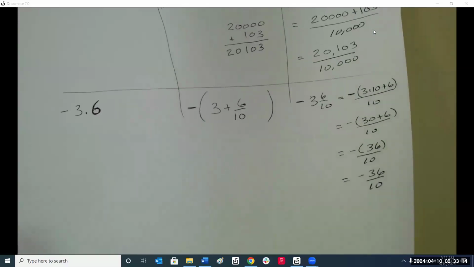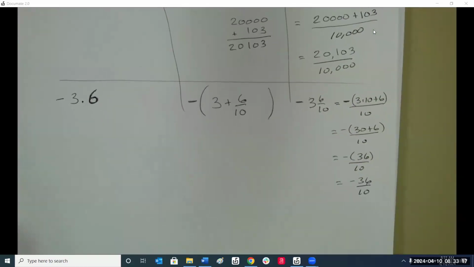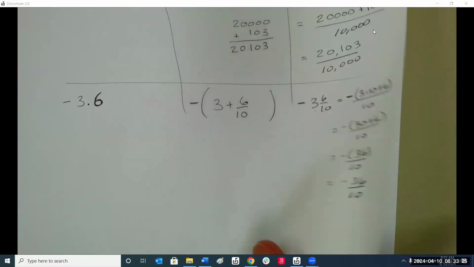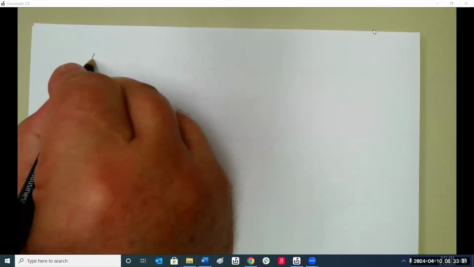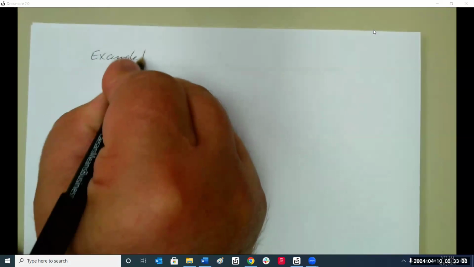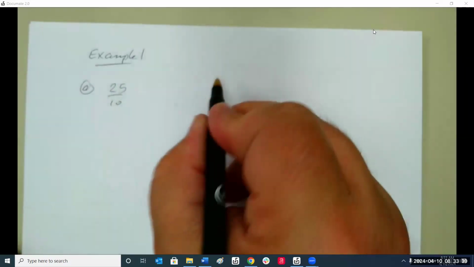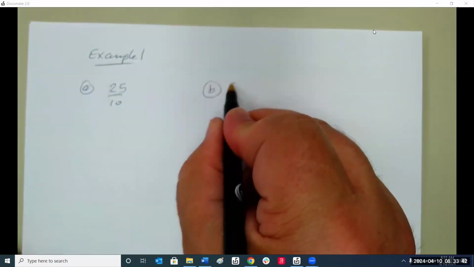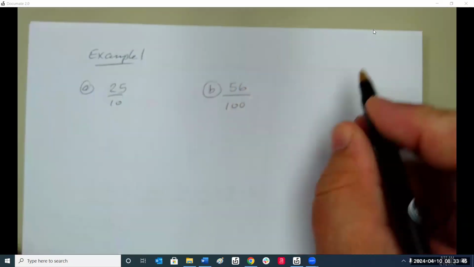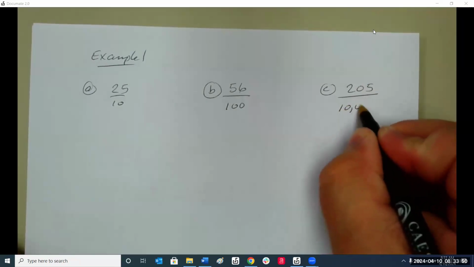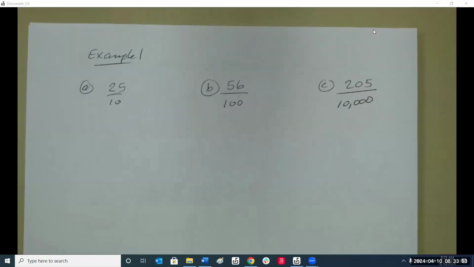Let's look at example 1. Remember, we've taught the students how to convert mixed numbers to improper fractions. Example 1. A, we have 25 over 10. B, we have 56 over 100. And C, 205 divided by 10,000. Convert to decimal.